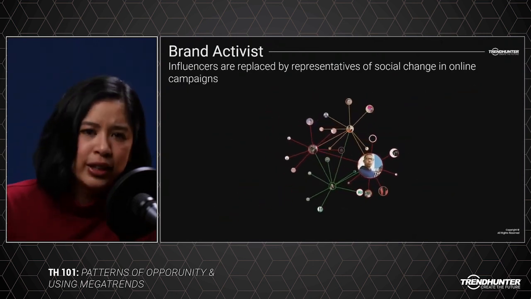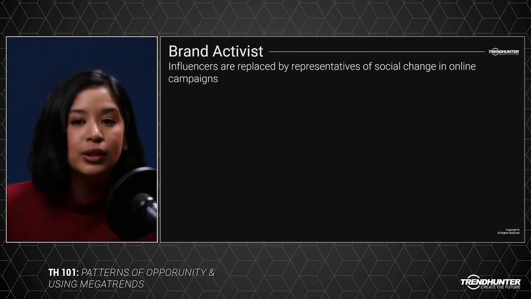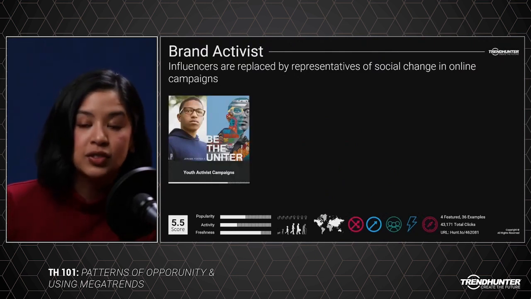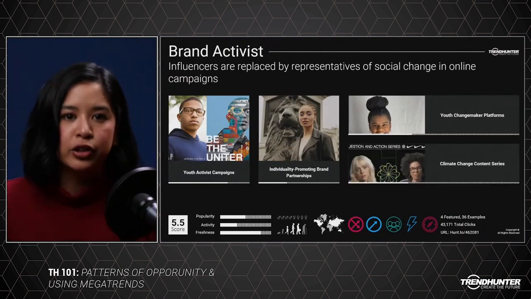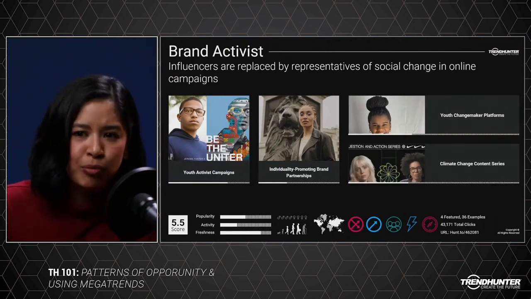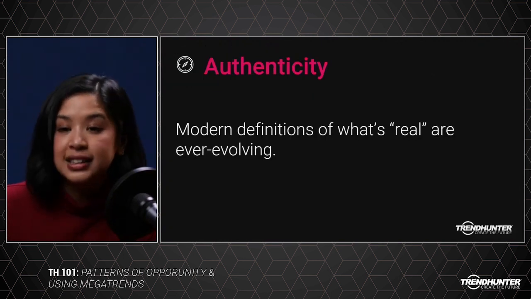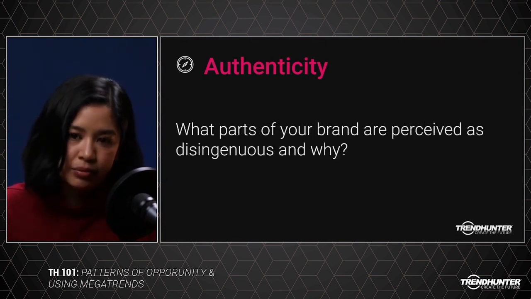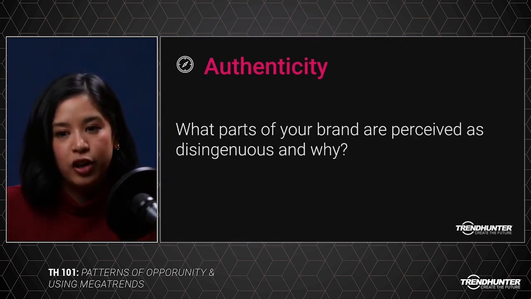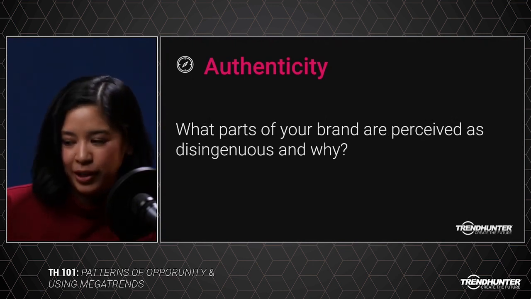And so one really great example of how we're seeing the world of influencers evolve is with brand activists. Here we see influencers replaced by representatives of social change in online campaigns to move beyond this idea that we should aspire to be more fit, more happy, and have more beautiful closets, and instead look at how we can all be agents of change in a positive way. Authenticity is about the fact that modern definitions of what's real are ever evolving. What parts of your brand are perceived as disingenuous and why? A very difficult question to think about.